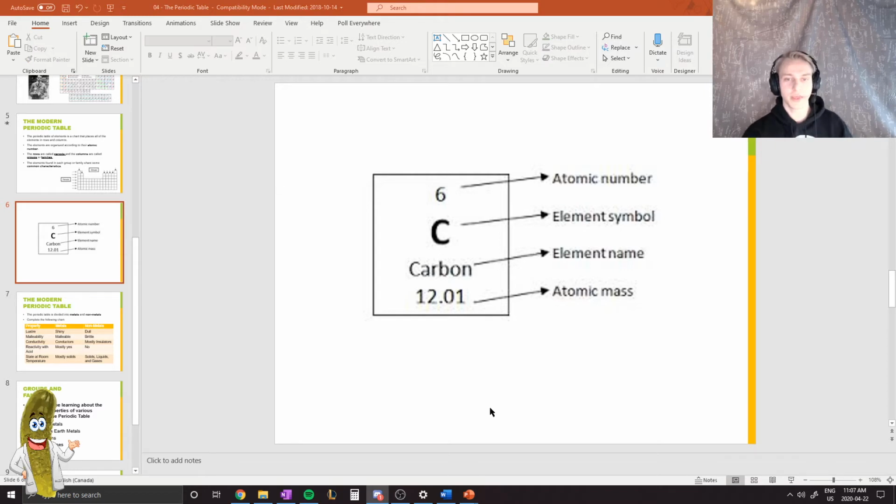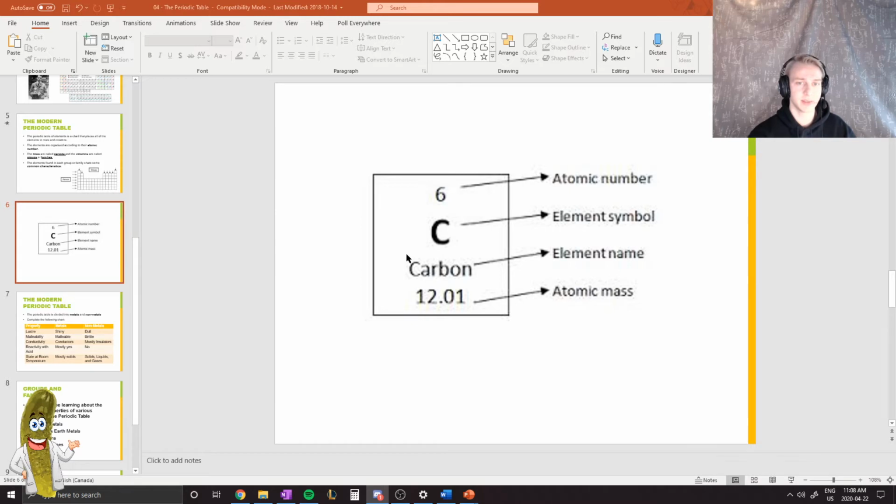Right. So this is what all of the elements on the periodic table look like. Within each of those little boxes, there's a bunch of different pieces of information. There's an atomic number, there is the element symbol, the element name, and then also the atomic mass. And each of those communicates a different piece of information.